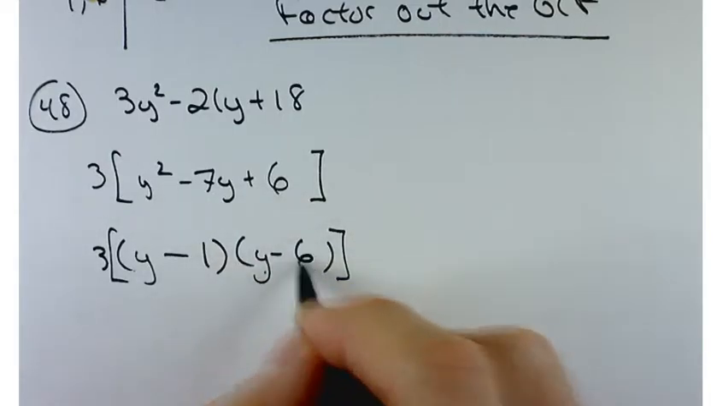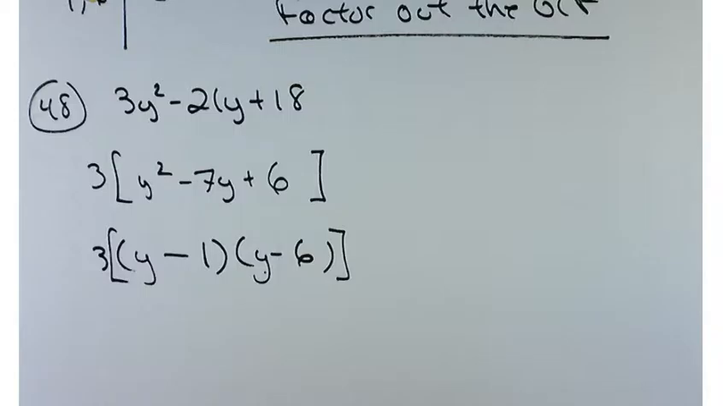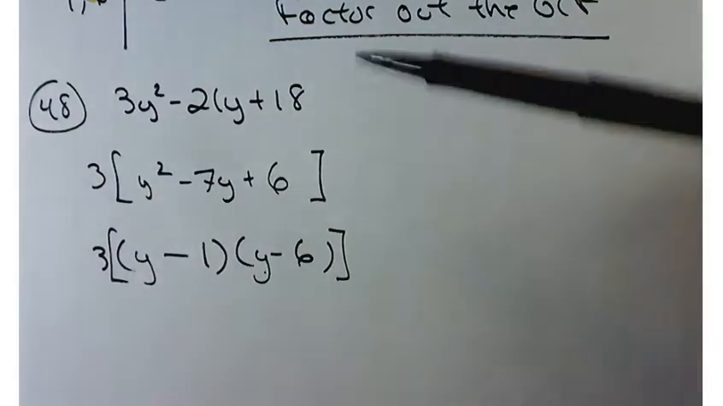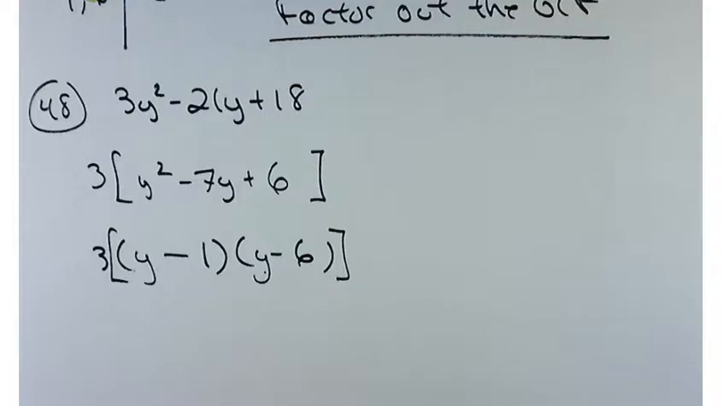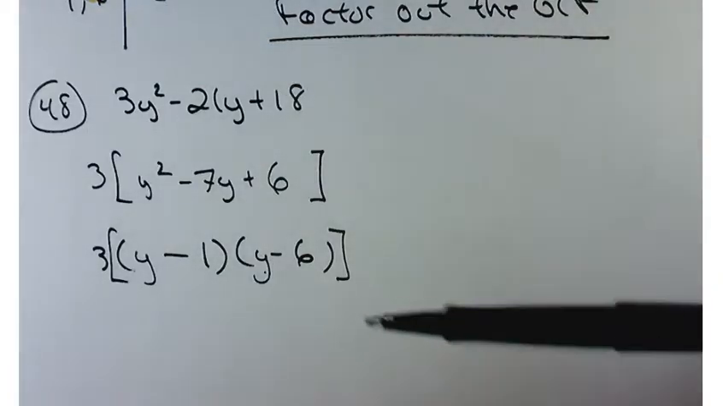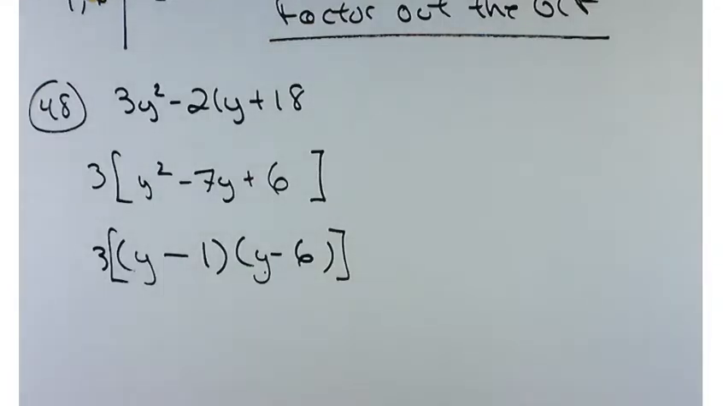1 and 6. Yay. That's it. I'm done with that one. Nice. But I guarantee you, especially after you see your work in section 6.3, it's a lot simpler to factor out the GCF here than it would be to do what we do in section 6.3.